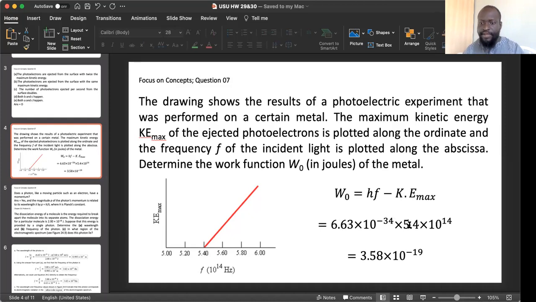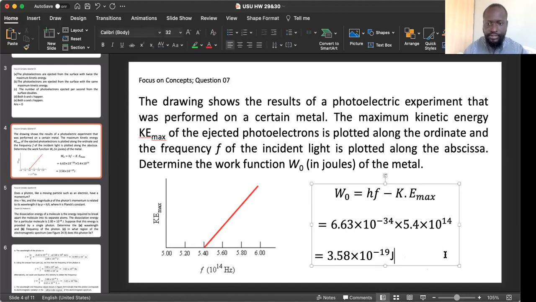And then multiplied by a frequency, which is 5.4 times 10 to the 14. Don't forget this times 10 to the 14 here. So we'll give you this answer right here. This answer is in joules. Okay, in joules. Make sure I put this here in joules.